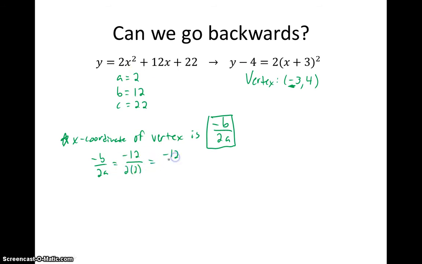So it's negative 12 over 4, which gives us negative 3. Hey, check it out. That's our x-coordinate of the vertex. That's pretty cool. So now we have the x-coordinate. You're saying, all right, Fransky, well, that's great. How do I get the y?